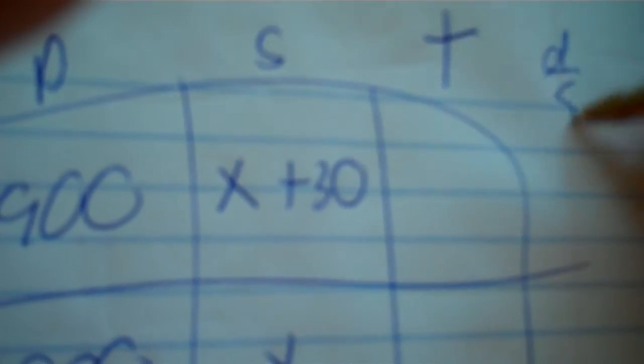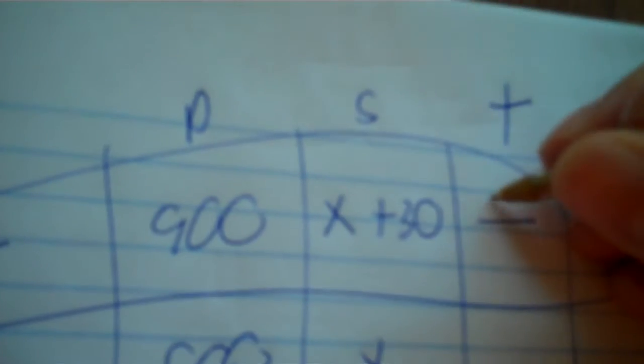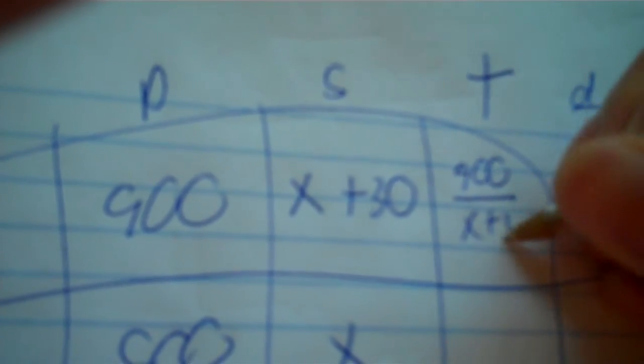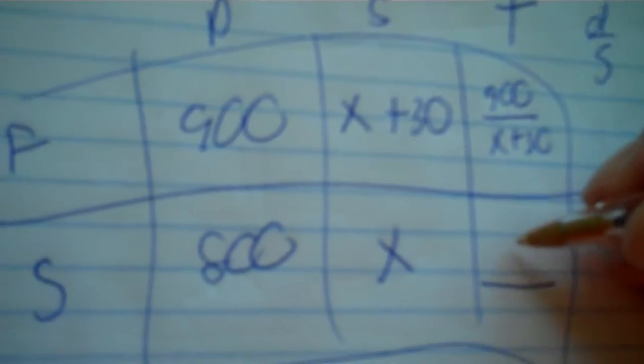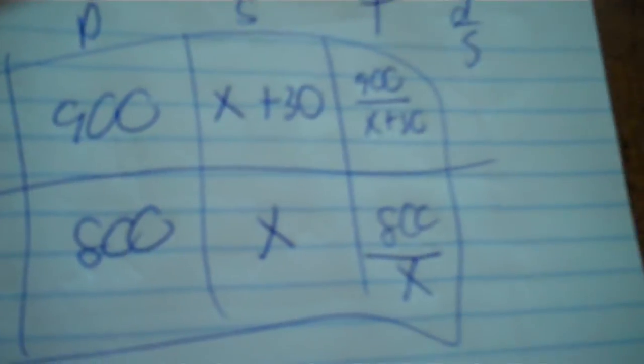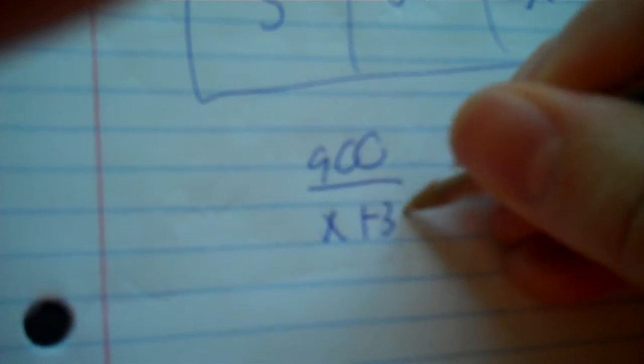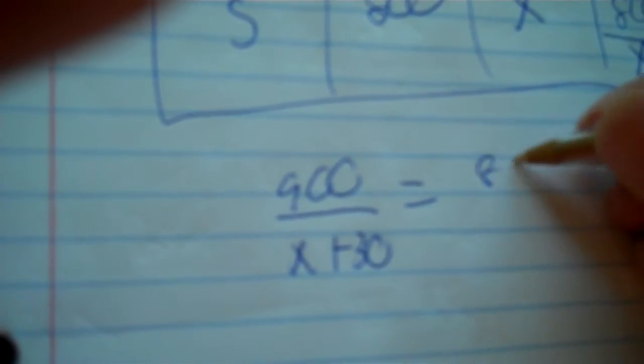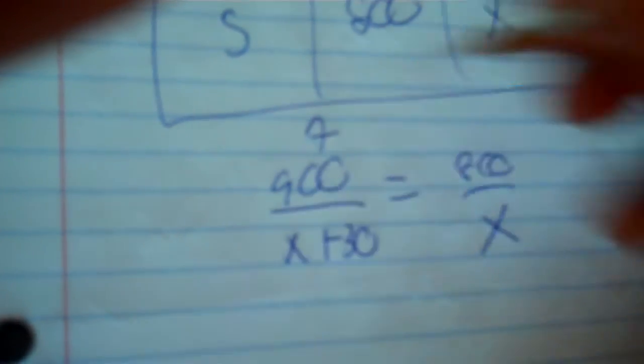Time, we do the distance divided by speed. So distance 900, speed is X plus 30. Distance 800, speed is X. Now line them up, and you have a nice little ABC proportion to solve. Okay. Remember, what you get for X, you don't want to put in your answer, because what you get for X is the speed. You need the time.